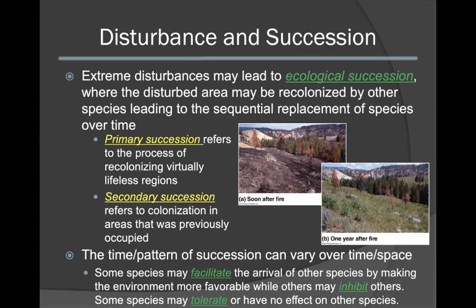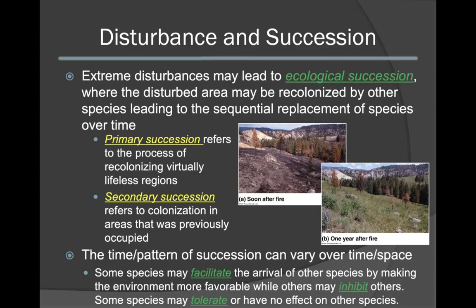Extreme disturbances, when they occur within an area, may lead to ecological succession. This occurs when the disturbed area is recolonized by other species. This will then lead to the sequential replacement of species over time as a community develops. Primary succession refers to the process of recolonizing lifeless regions, whereas secondary succession refers to the colonization of areas that were previously occupied. The timing and pattern of succession can vary over time and space.